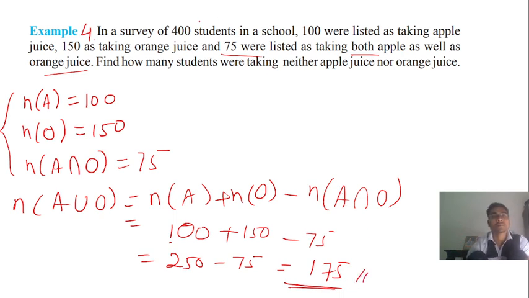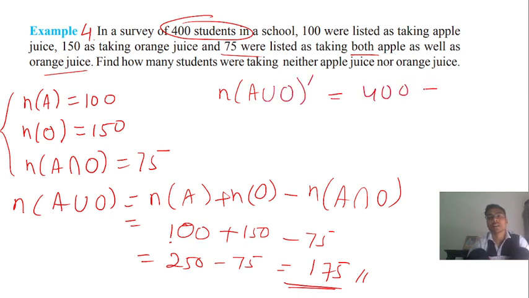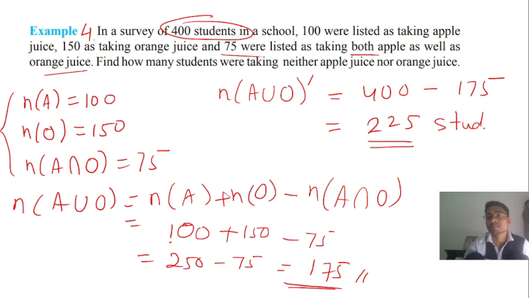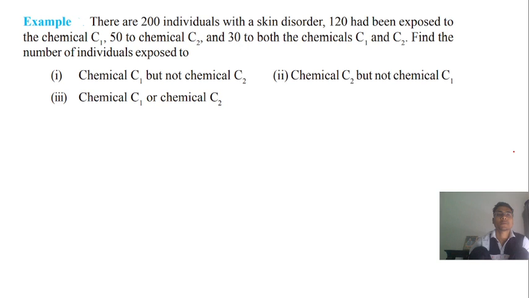So in the school there are just 175 students who are taking either apple juice or orange juice, but the school has 400 students. So the number of students taking neither juice is 400 minus 175, which equals 225. 225 students are neither taking apple nor orange juice.